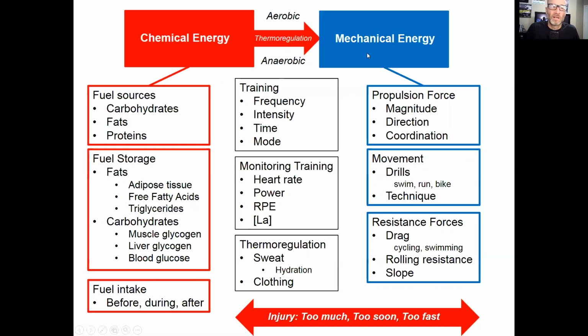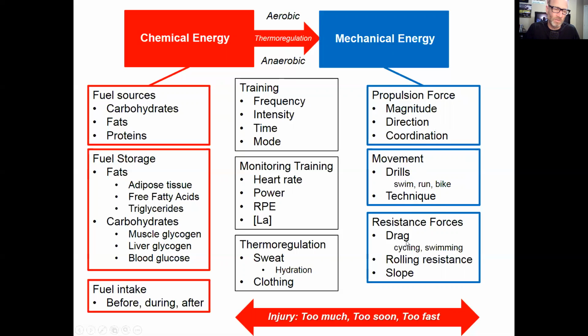In our class, 456, Biomechanics of Endurance Performance, we're going to be over here, where we're going to be talking about propulsion forces, magnitude, direction, coordination of those forces between different muscles. We're going to be talking about movement drills for swimming, running, and biking, not necessarily from a drill perspective, but just why you do those drills, because you're trying to learn a particular technique, and you're really trying to learn how to generate the right amount of force at the right moment in time for the right length of time as well. And you're trying to coordinate those forces from different muscles. And that's really what these drills are meant to do.